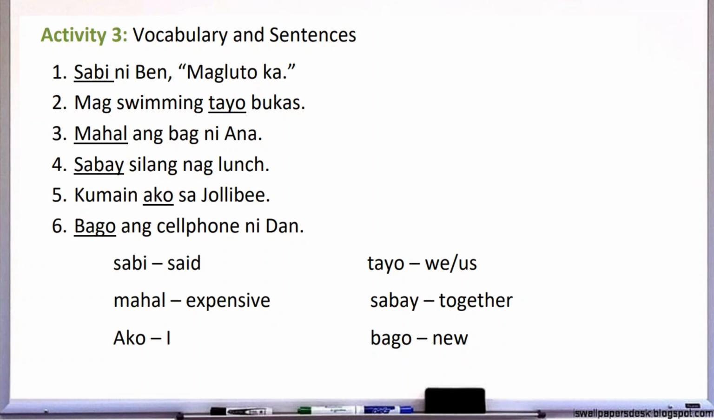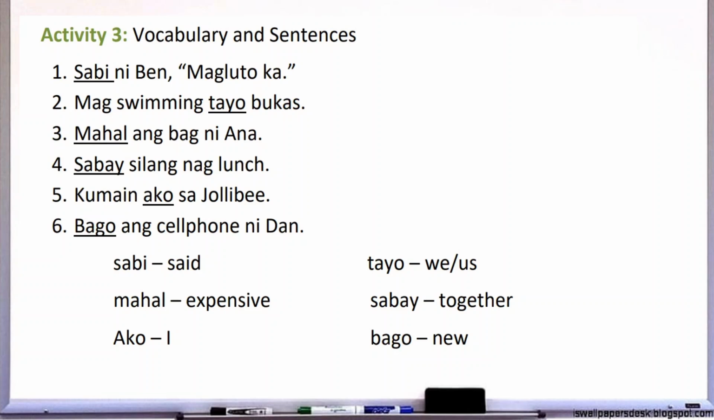So sabi is said. Mahal is expensive. Ako is I. Tayo, it's we or us. Sabay means together or do it together. And then bago means new. So let us go ahead and read each sentence.